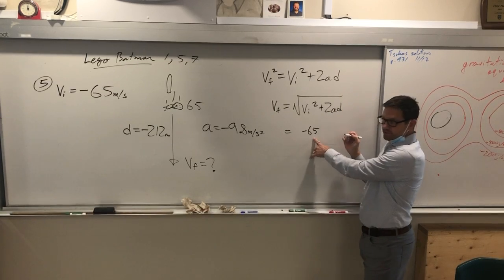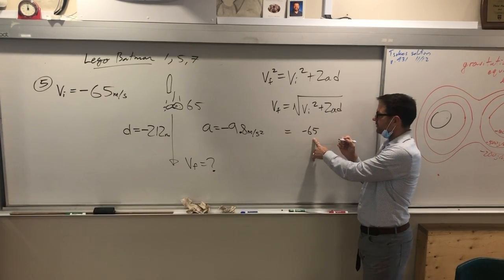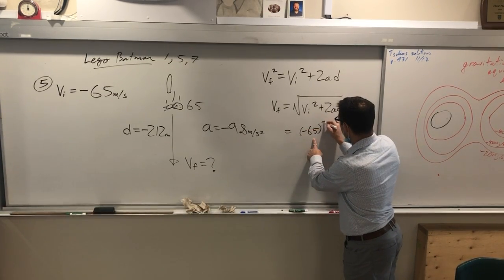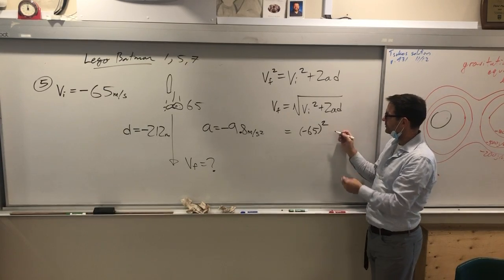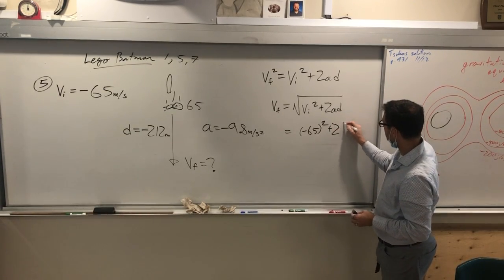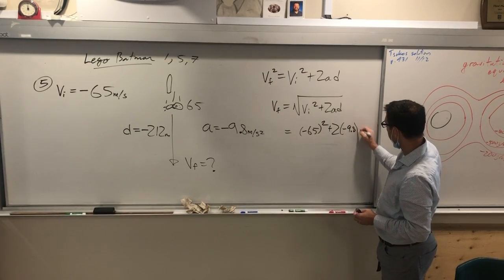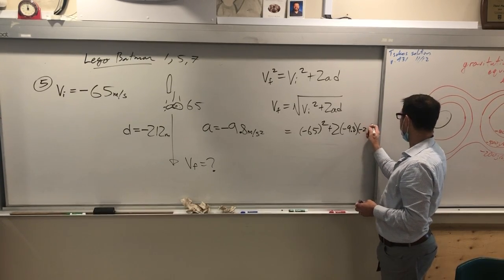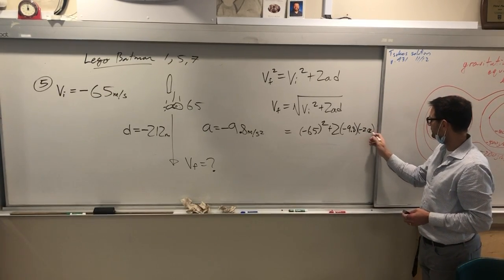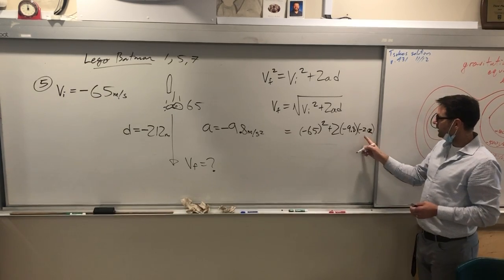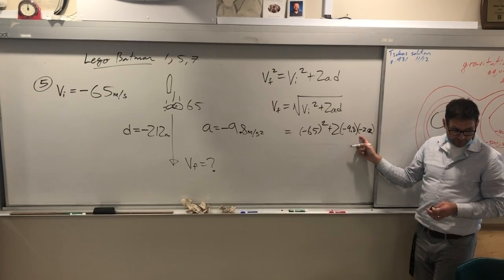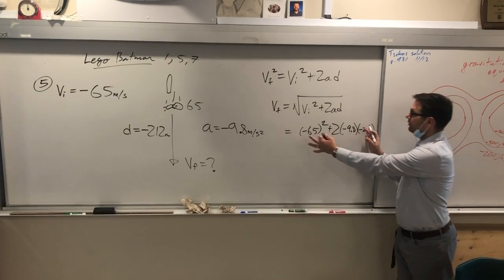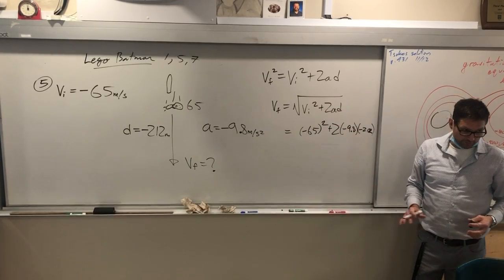Now if your velocity is negative 65 and you're squaring it, I would put that in brackets because the negative is going to disappear. And then you have 2 times negative 9.8 times negative 212. Sorry, you can't see that. That's negative 212. And those two negatives are going to cancel each other out. So this is going to end up all positive underneath our root sign.